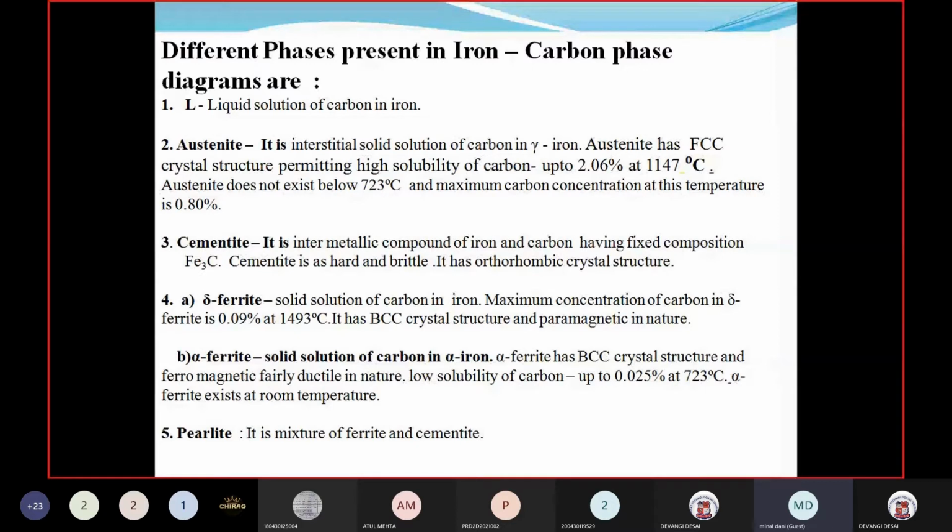So the allotropy of iron is two changes in the crystal structure, one is BCC and another is FCC. Then about the alpha ferrite, which I have mentioned earlier that it has a BCC crystal structure. Maximum solubility of carbon at 723 is 0.022 and at room temperature it is 0.008%. Madam, next slide please.